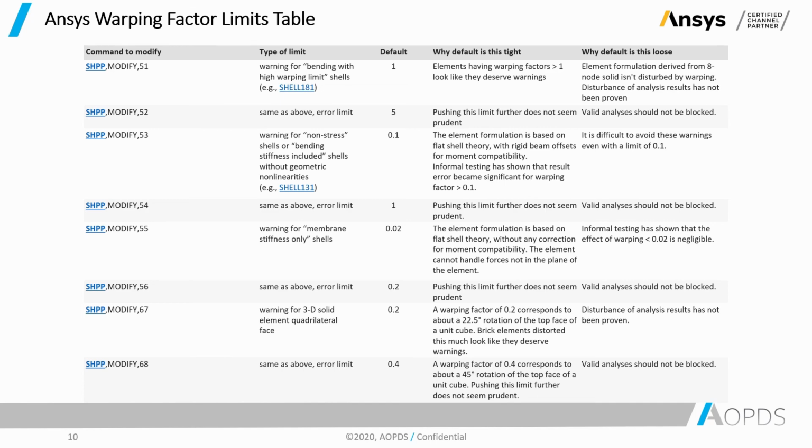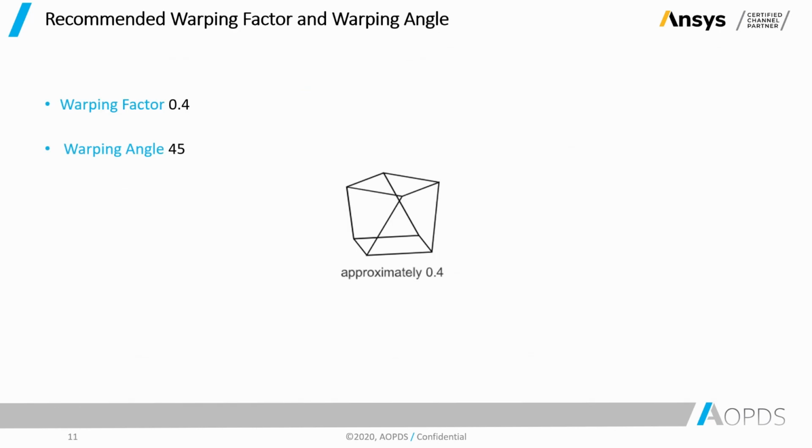So given this table and being able to calculate warping factor and warping angle, what is the recommended warping factor and warping angle? It really depends on your simulation. It really depends if you are using it for CFD or mechanical. It depends on a lot of things. But as a rule of thumb, let's keep the warping factor less than 0.4 and the warping angle less than 45. Of course, in different simulations, in different problems, this can vary. My suggestion to you is to try to avoid having more than 0.4 or 45 degrees in the area of interest.